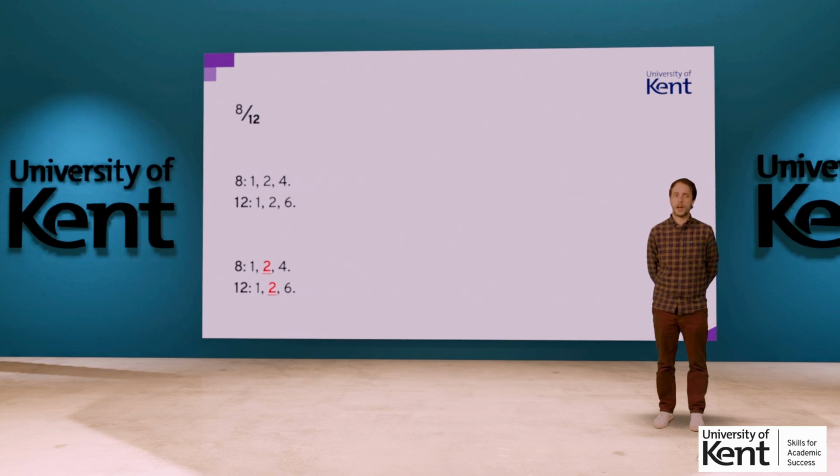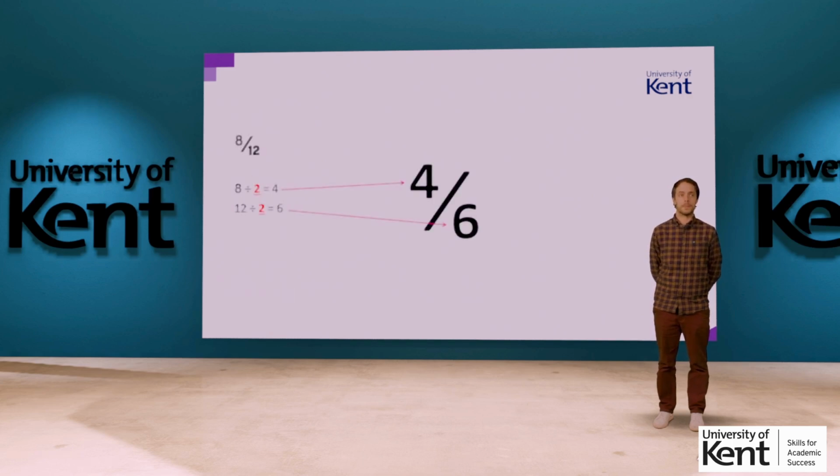Then we need to simplify. We can use similar methods to before here. We would list all the numbers that go into both 8 and 12, and then identify the highest common factor. In this case, that number is 2. We then divide both our numerator and our denominator by the highest common factor in order to simplify our fraction. 8 divided by 2 is 4, 12 divided by 2 is 6. This gives us 4/6. We would then repeat this process until we had reached the simplest possible fraction.